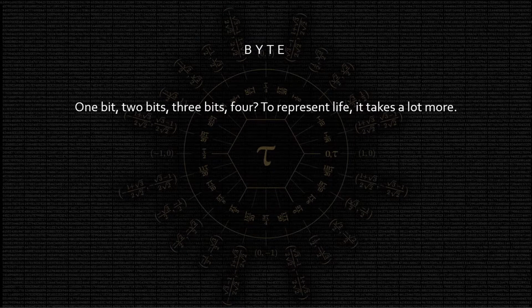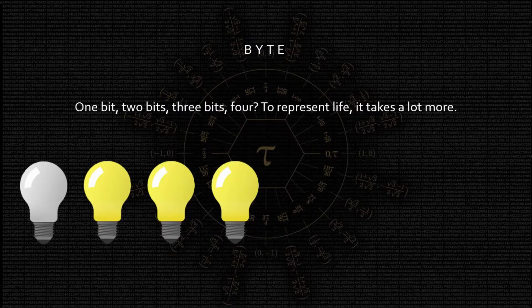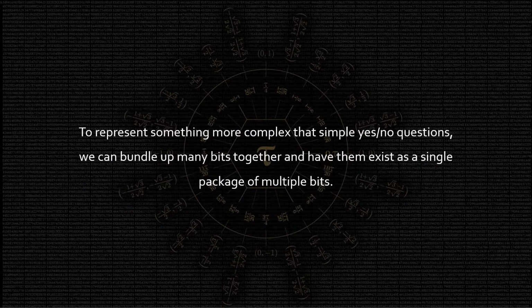So yeah, there are many things that we can represent with a single bit. But honestly, there are many more complex things in our life that need more than just a yes-no answer to be understood, talked about, thought about, communicated, and so on. So to be able to represent something more complex than simple yes-no questions, what we can do is bundle up many bits together and have them exist as a single package of multiple bits.